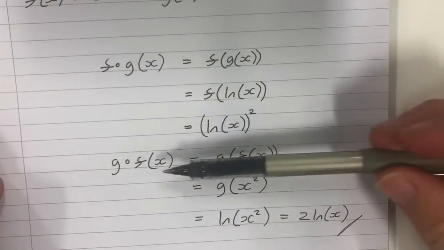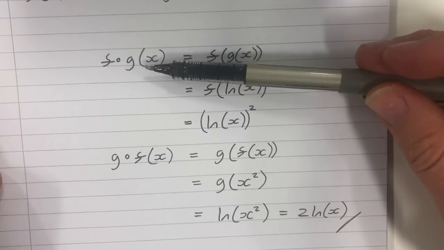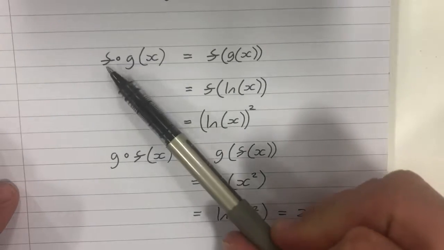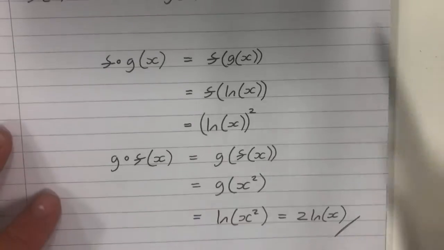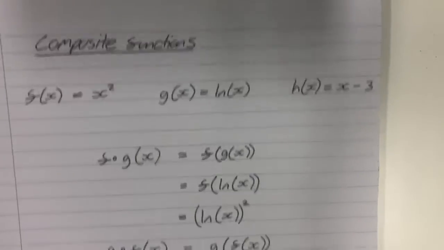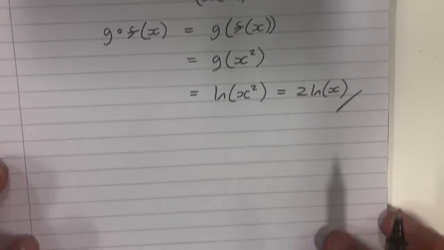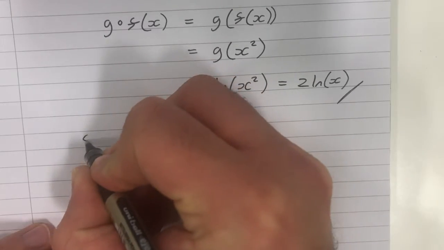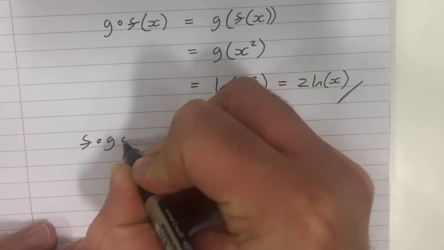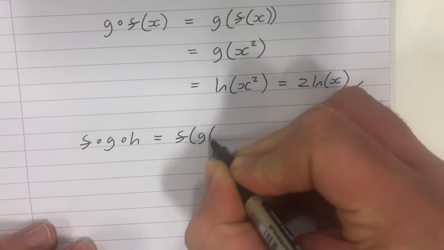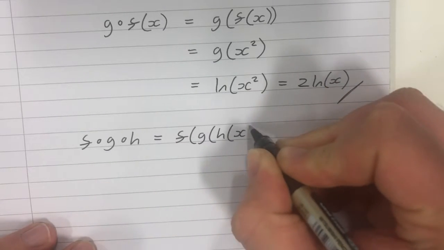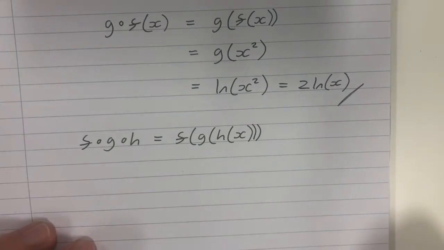This is an example to show that this is not commutative. That means it matters which order you put the functions in. We can combine a third function in there as well. So let's take h of x. f of g of h would be written as f of g of h of x, and you can work your way out.